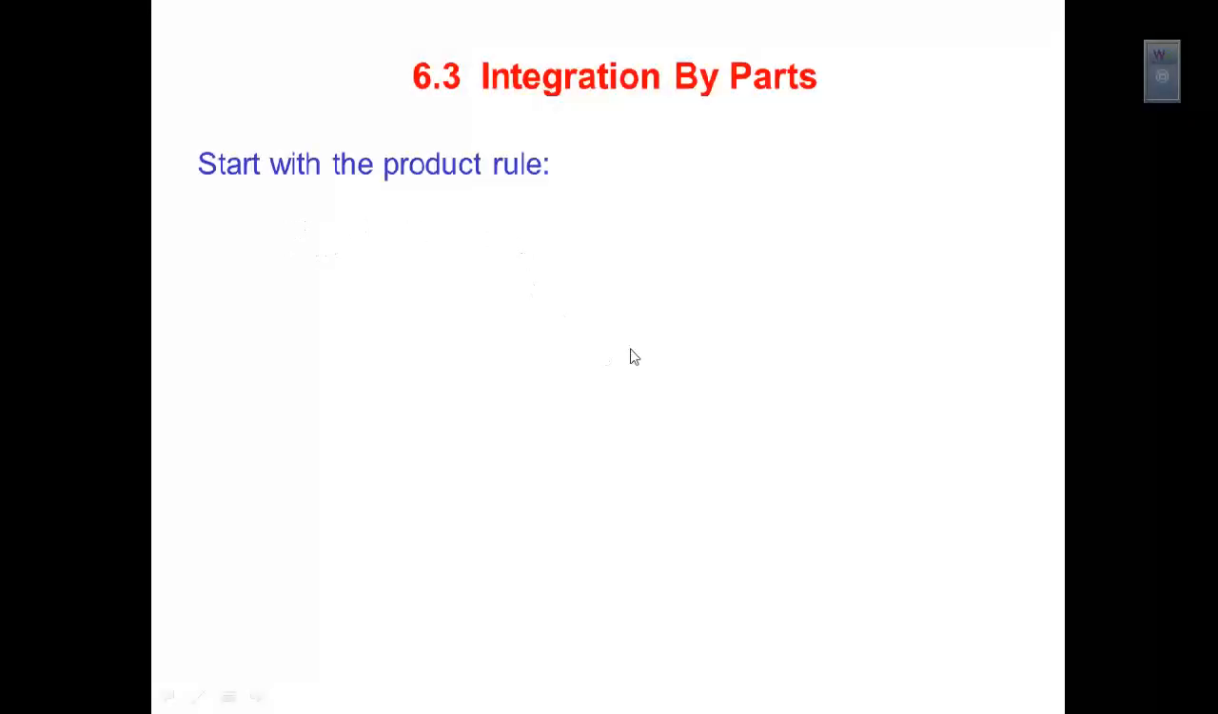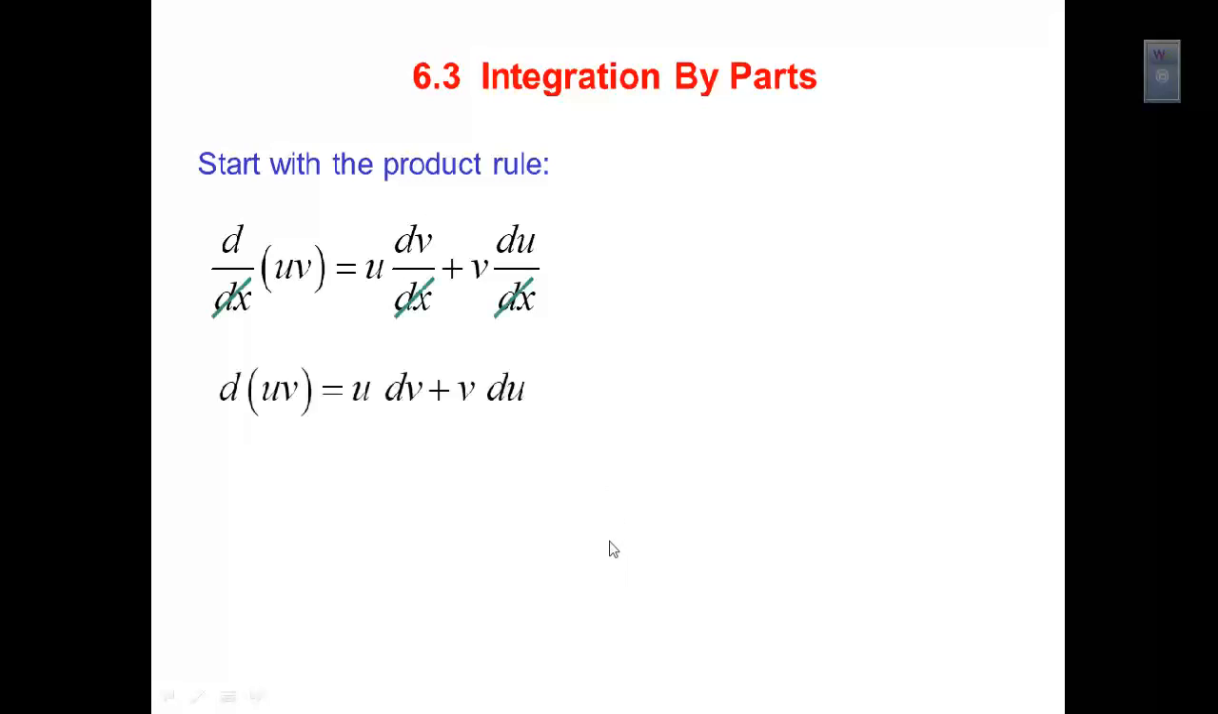Alright, so if we were to start with the product rule, we know that the derivative with respect to x of u times v is the first times the derivative of the second plus the second times the derivative of the first. And we can go through and multiply both sides by dx and get rid of that. And so we end up with d(uv) equals u times dv plus v times du.